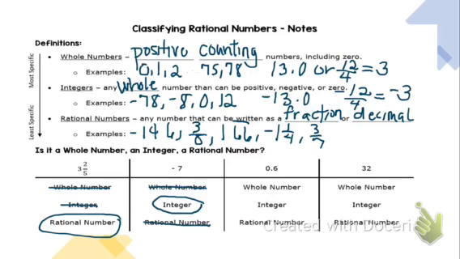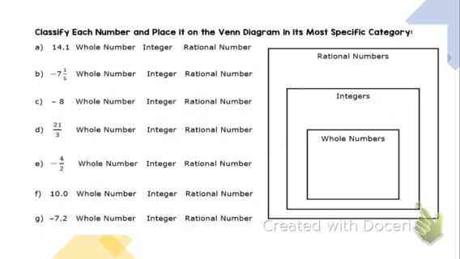Okay, 0.6. It's a decimal, so not a whole number. It's not a whole number that's positive or negative. So decimals that are terminating are rational numbers. 32. 32 is a whole number. It's not an integer because it's not negative, and it's not a rational number. Remember, I'm doing the most specific category. So I know we could say 32 is an integer and a rational number, but the most specific category is a whole number.